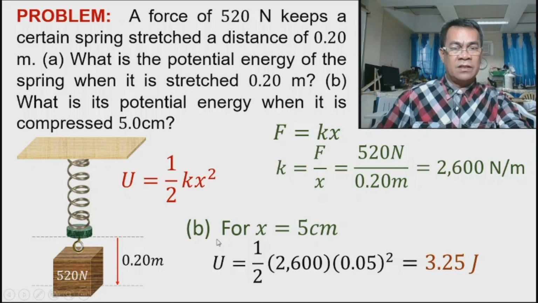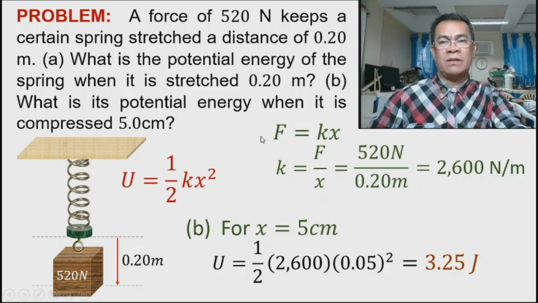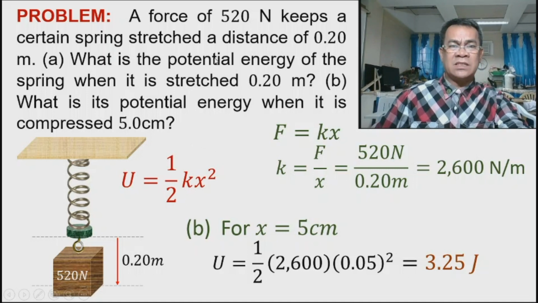So these are the answers to the problem. The elastic potential energy of the spring at 0.2 meter is 52 joules. At 5 centimeters, or 0.05 meter, you need only 3.25 joules.